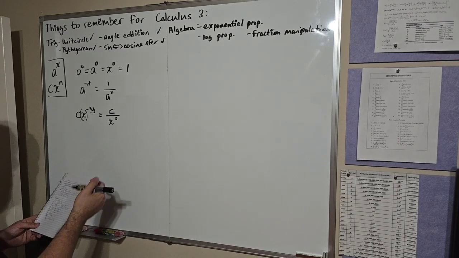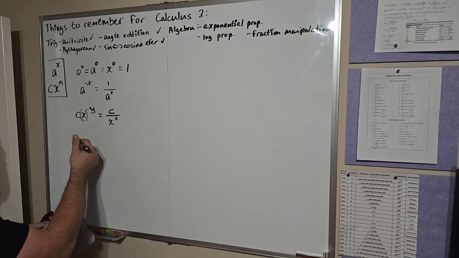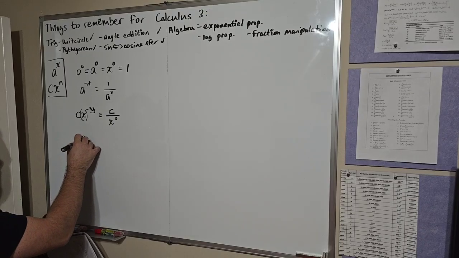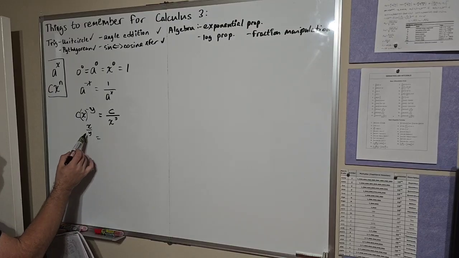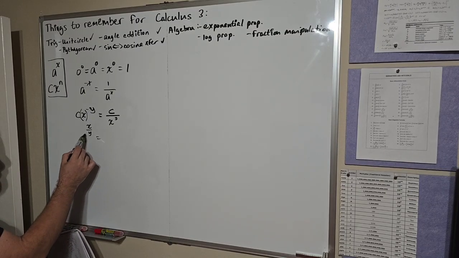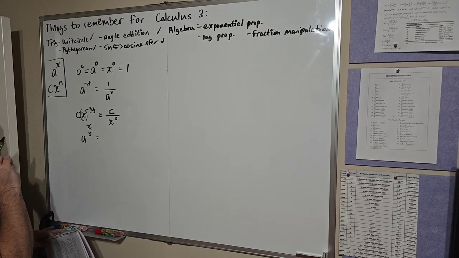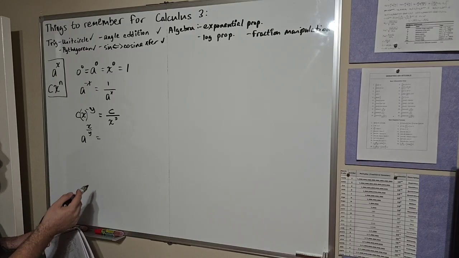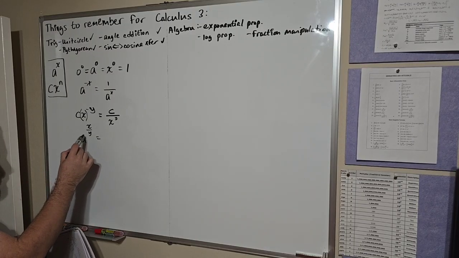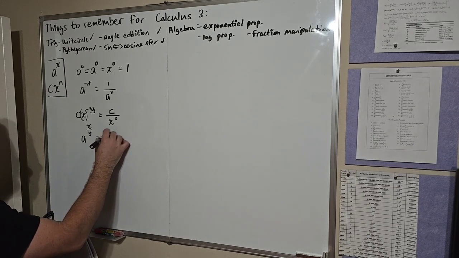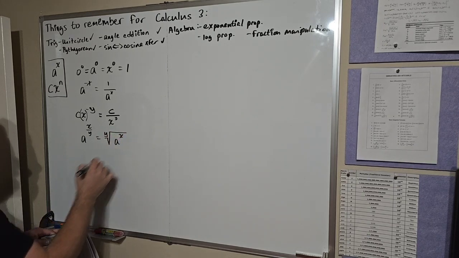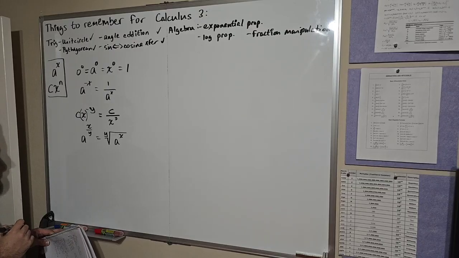Okay. The next one we should go over is a fractional exponent. So if you have a to the x over y, the divisor on a fraction in your exponent is going to be equivalent to some sort of root. So this is the y-th root of a to the x. So the way we'd write that is the y root of a to the x, right? And that's how that one works.